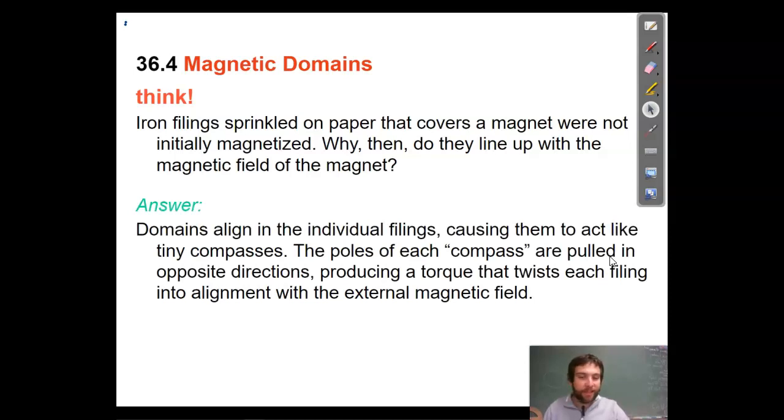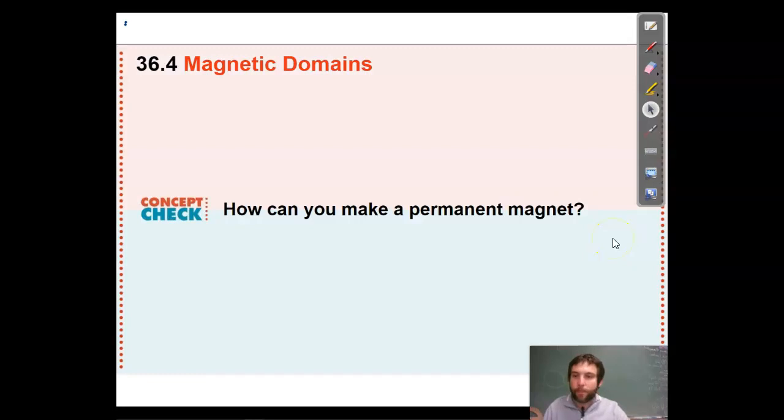Domains align in the individual filings, causing them to act like tiny compasses. The poles of each compass are pulled in opposite directions, producing a torque that twists each filing into alignment with the external magnetic field. So they're all just like these tiny little compasses, all of those little flakes that we've seen. Concept check. You should be able to answer this by now.